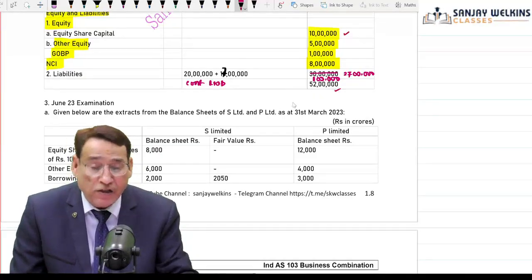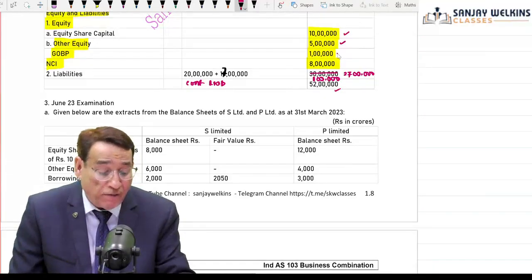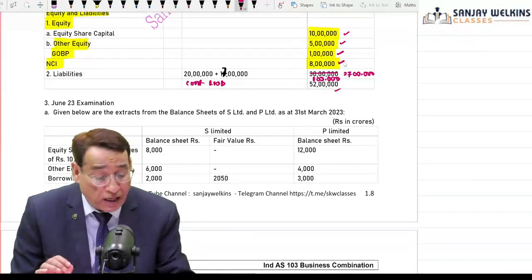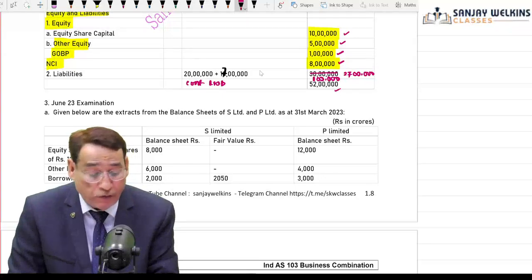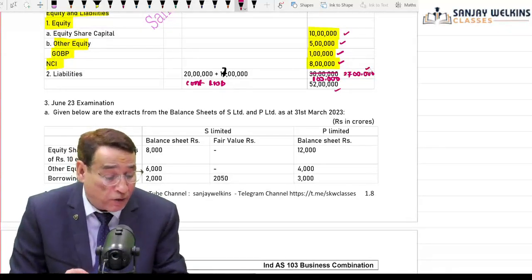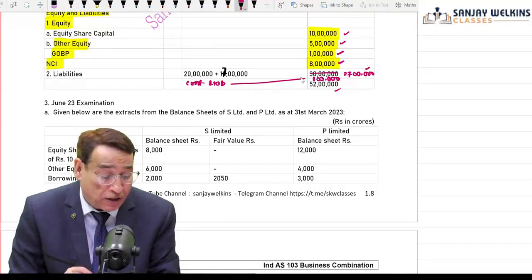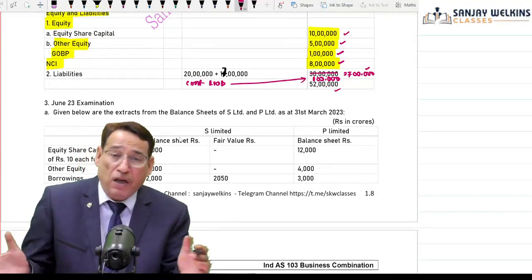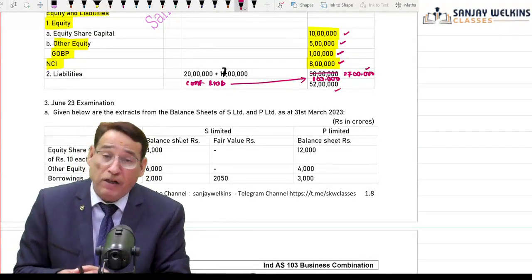Equity share capital 10 lakh. Then other equity 5 lakh, gain on bargain purchase 1 lakh, NCI 8 lakh. Then you write liability 20 lakh plus 7 lakh, 27 lakh. Then contingent liability, that is equal to 1 lakh. This is how you are supposed to prepare the balance sheet.